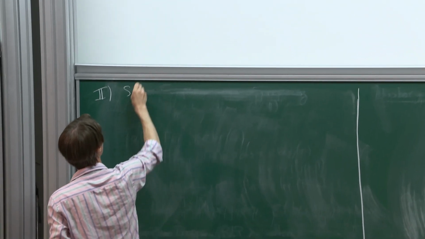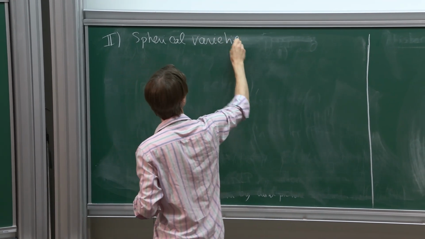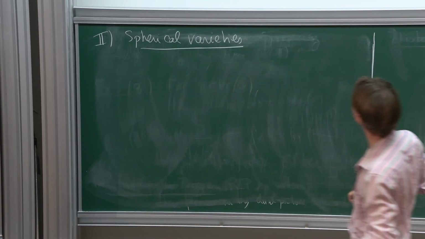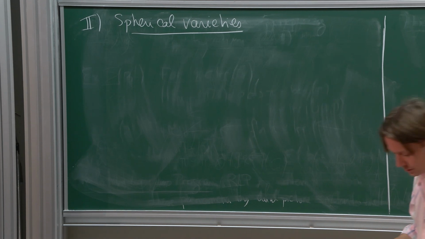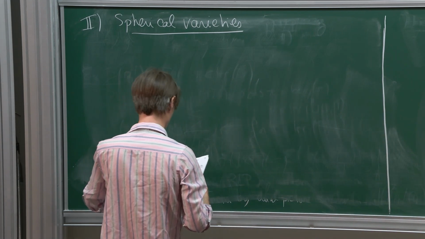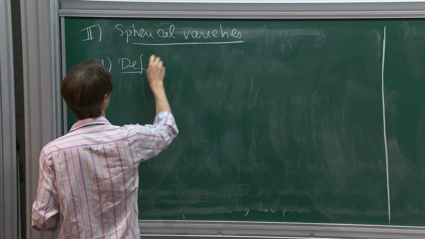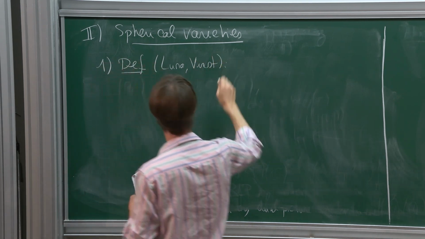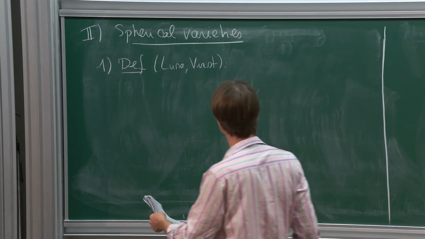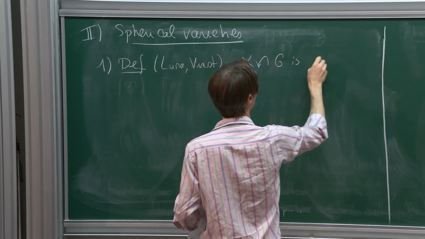Okay, so my first topic today is to introduce you to a class of varieties for which we start to have good conjectural answers to some of the questions that you can ask. These are called the spherical varieties. Let me give you right away the definition, which is due to, I think, Luna and Vust, I hope I'm correct. The definition is very easy. If you have a G-variety, it's called spherical.